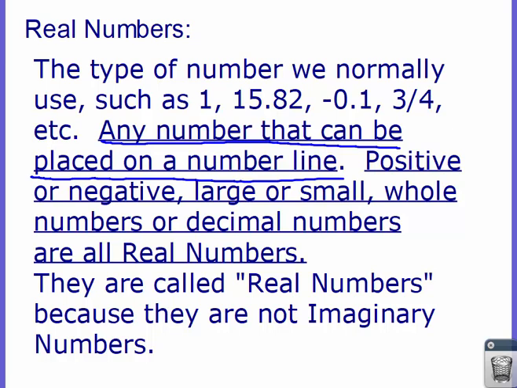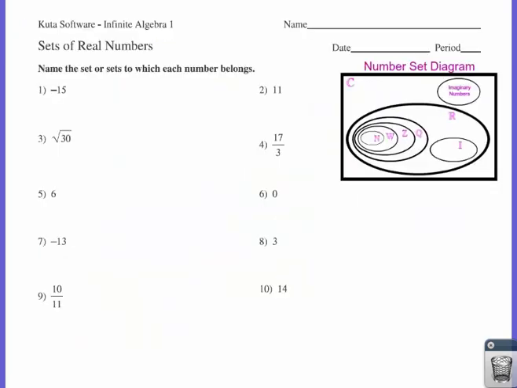Now, one of the things that we need to be able to do is, if I give you a number, you need to be able to tell me what set it belongs to. So take, for example, this negative 15. I need to figure out what sets it belongs to. Well, could it belong to the natural numbers? Natural numbers are our counting numbers, and they're all positive: 1, 2, 3, 4. So it won't be part of the natural numbers.